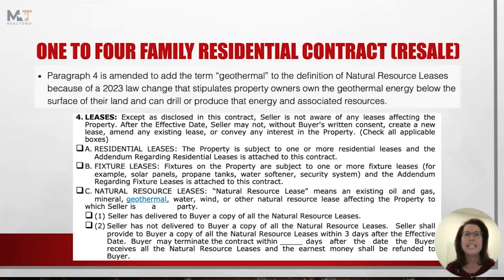It says paragraph 4 is amended to add the term geothermal to the definition of natural resource leases because of a 2023 law change that stipulates property owners own the geothermal energy below the surface of their land and can drill or produce that energy and associated resources. Because the terminology changed due to a law change, we have to change our contract. So you will see in paragraph 4 under C, natural resource leases, the term geothermal has been added.